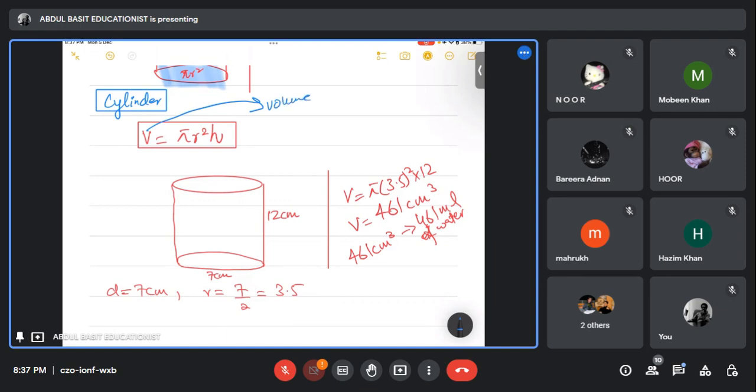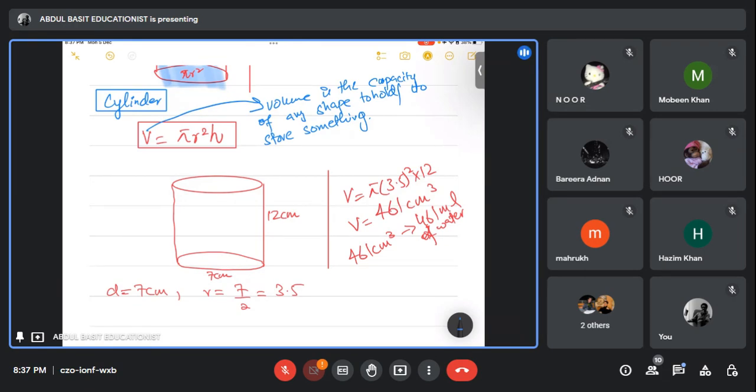Volume is the capacity of any shape to hold or to store something. I hope this is clear? Yes or no?